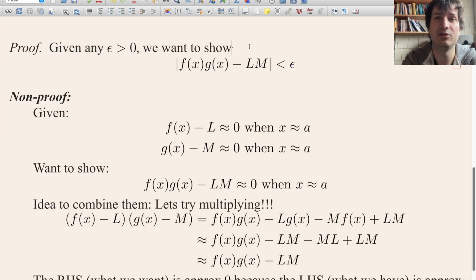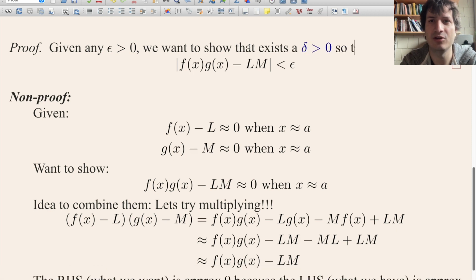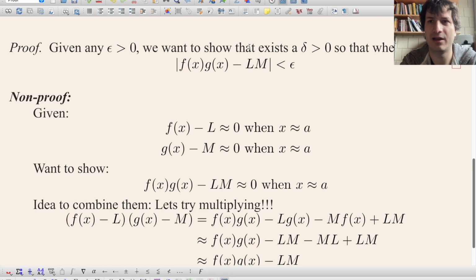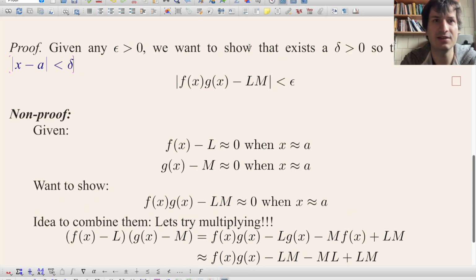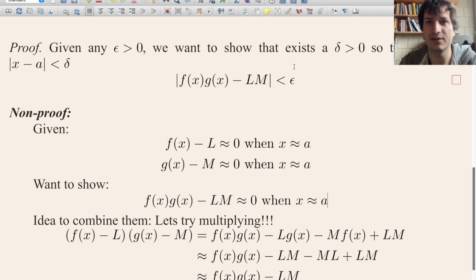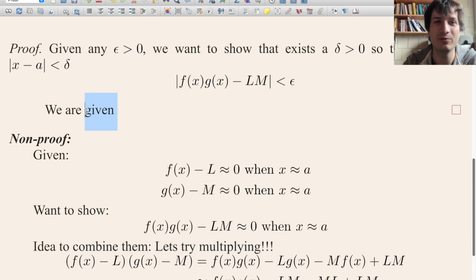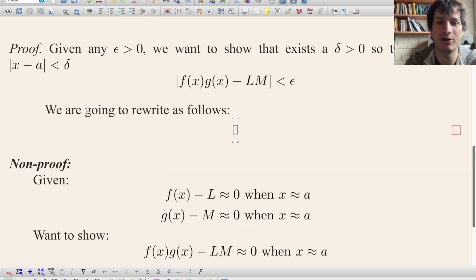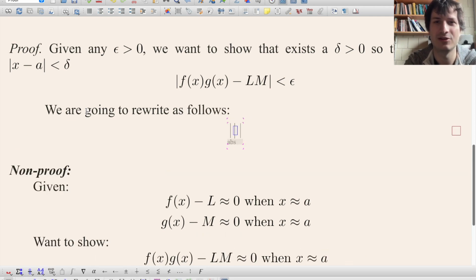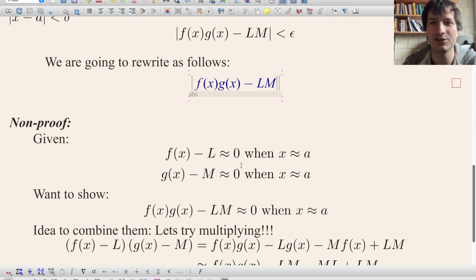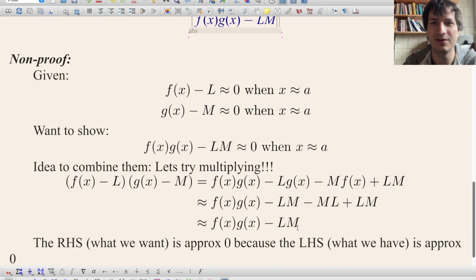When is that true? We want to show that there exists a delta greater than 0, so that whenever the absolute value of x minus a is less than delta, this holds. So I've written down the rigorous version of what we want to show. What I want to do is use this main idea that we used. So we are going to rewrite f of x times g of x minus Lm as follows. Our key inspiration is going to be these equations.